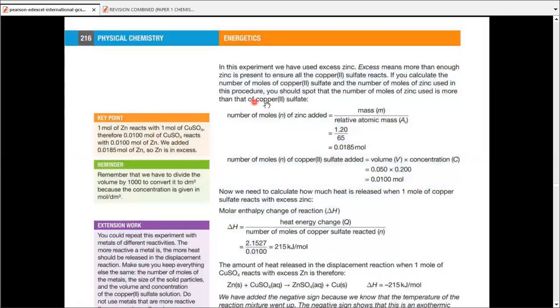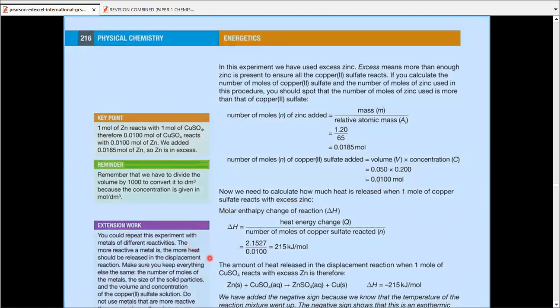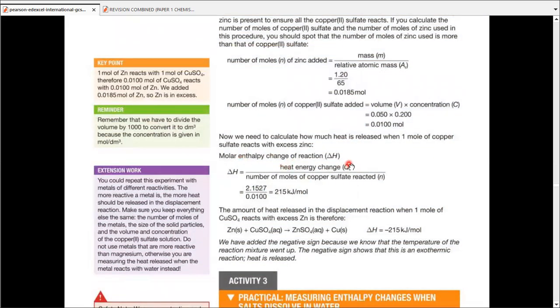Okay, so number of moles of zinc added is mass over molar mass, right? So 1.2 grams of zinc was added, and the relative atomic mass for zinc in the periodic table is 65. Divide these values, you'll get your answer. Number of moles of copper 2 sulfate is volume times concentration, 50 cubic centimeters was the volume. This is the concentration, so this many moles. So we need to calculate how much heat is released when 1 mole of copper 2 sulfate reacts with excess of zinc. So we take this value and divide it by this.